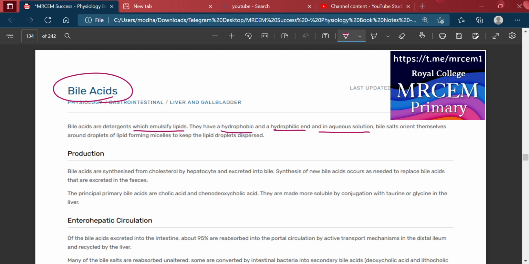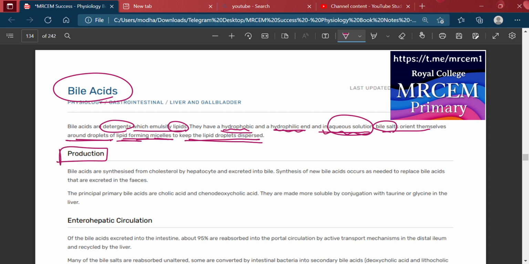Bile salts orient themselves around droplets of lipid, forming micelles to keep the lipid droplets dispersed. Bile acids are detergent-like, which emulsify the lipid.